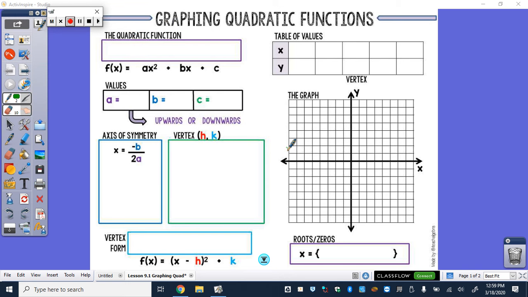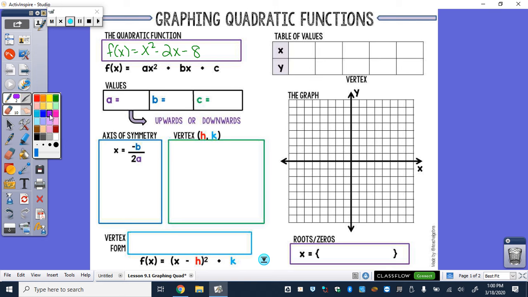Okay, so one more graphic organizer for us to go through on graphing quadratics. So this is meant to be a review. We did graphing quadratics way back at the beginning of this unit. So let's say we've got the quadratic x squared minus 2x minus 8.